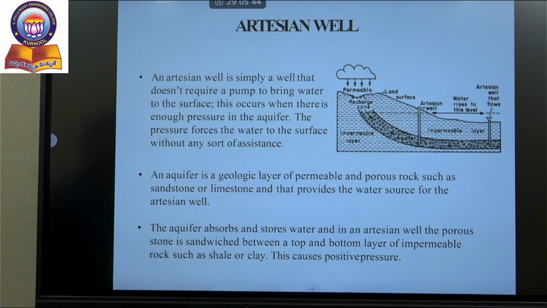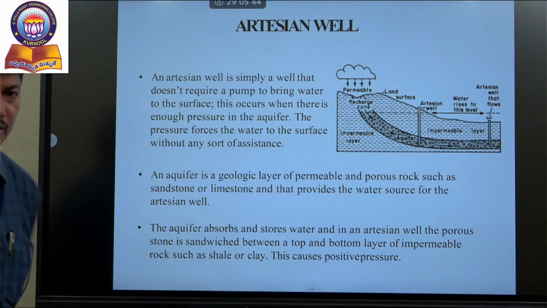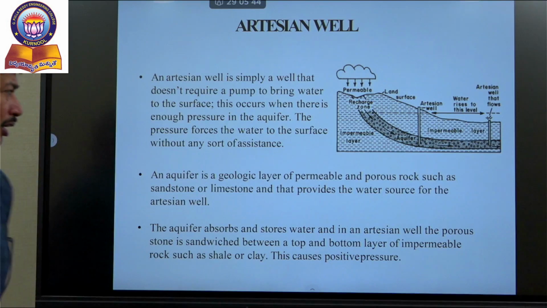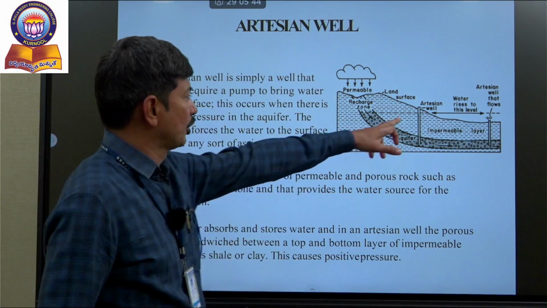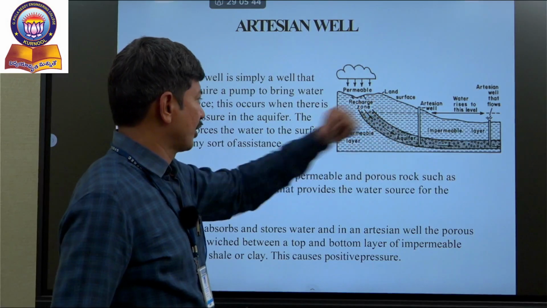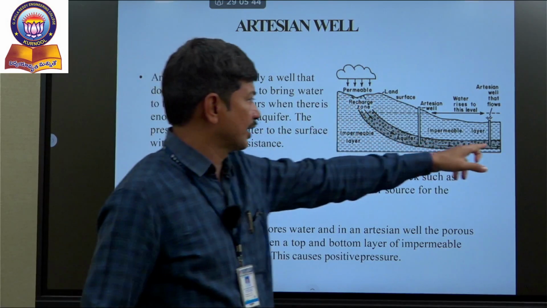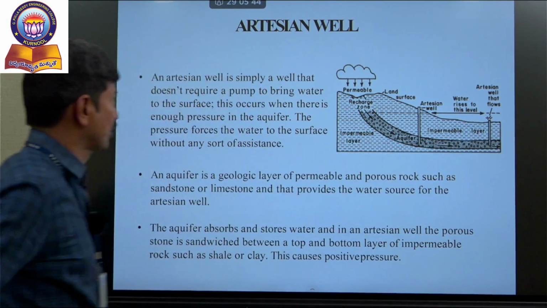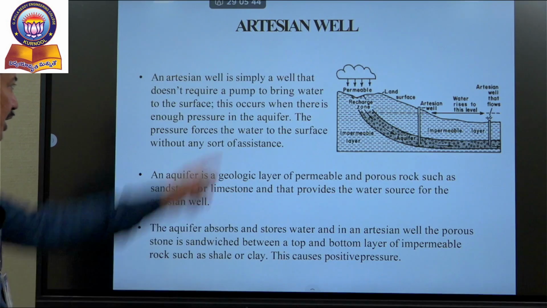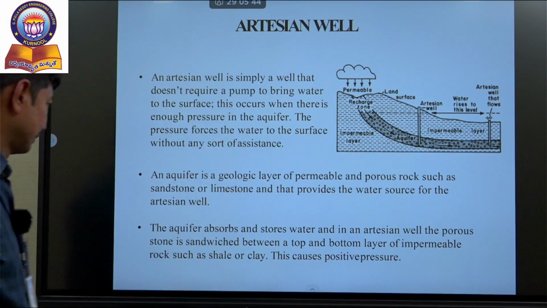Next is the artesian well. An artesian well is a well where a spring is formed within the well. When an artesian well is formed, it supplies water throughout the year, even in summer. It is formed between two impervious layers, where a pervious layer exists, and that place is known as an artesian well. It is capable of supplying water throughout the year.